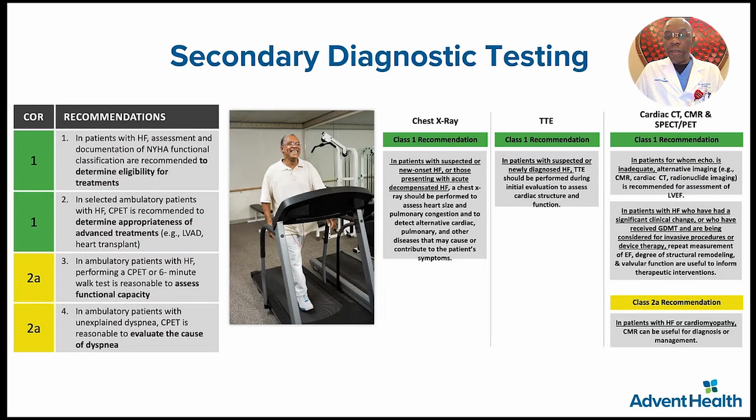A transthoracic echocardiogram is a class 1 recommendation for all patients initially presenting with heart failure. If the patient has not had any recent echocardiogram, then a repeat study is indicated to make sure that there has been no new structural issues contributing to the presentation. Cardiac CT, MR, and PET are additional imaging modalities that can help sort out the etiology of heart failure.